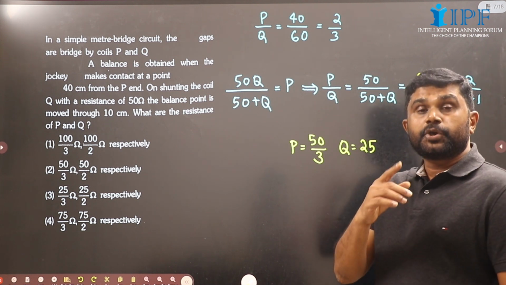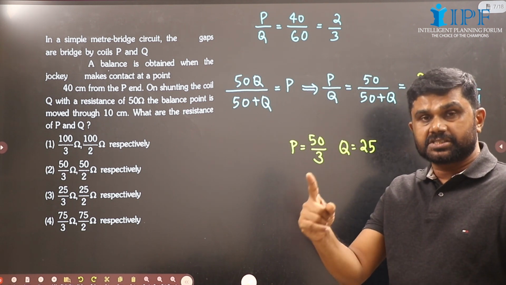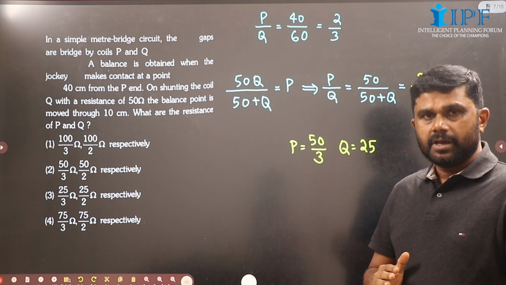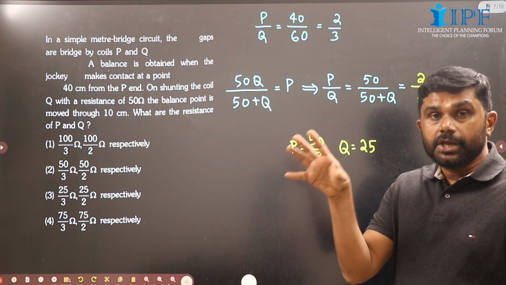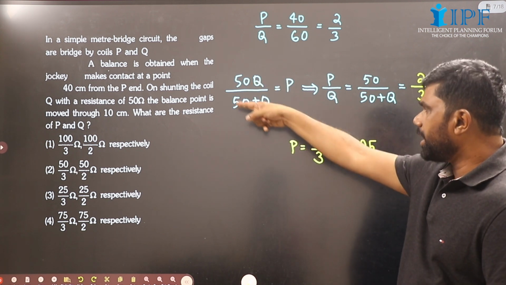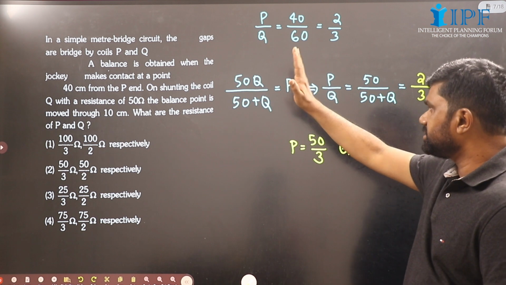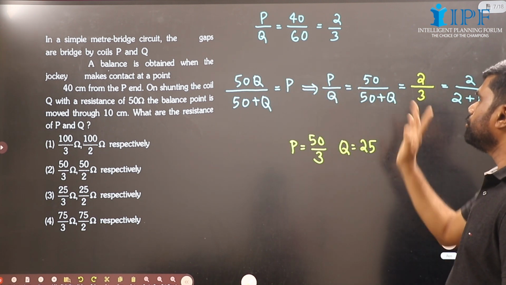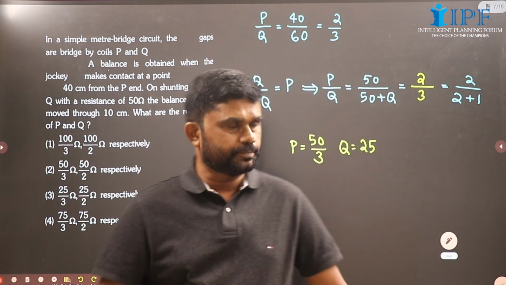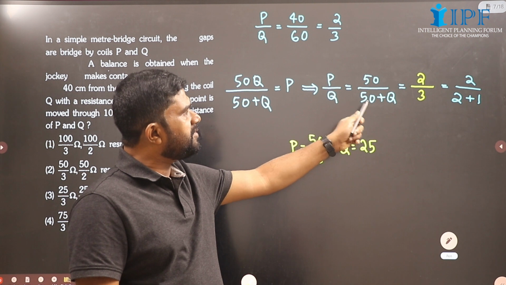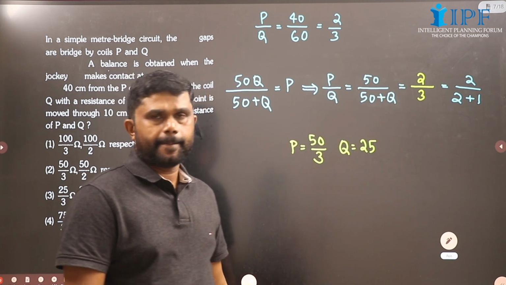Now when Q is shunted with a resistance of 50 ohm, the balance point shifts to 50 centimeter. Means P will be equal to the parallel combination of 50 and Q. So from here we will get P by Q equal to 50 by 50 plus Q. And P by Q we already have as 2 by 3. So 50 by 50 plus Q equal to 2 by 3.